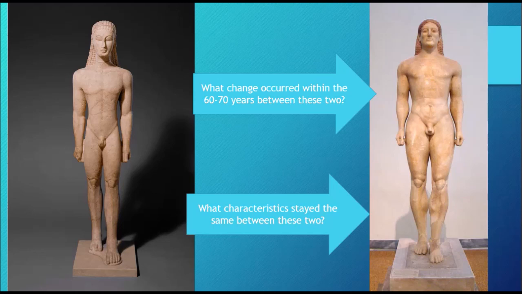The second thing you have to ask yourself is, what characteristics stayed the same? Obviously, we want to say the archaic smile stayed the same. The rigid pose, the clenched fists, and that stepping forward. Those are elements that stayed the same. You have to ask yourself, well, why did they stay the same? Was it just easier to do it that way?